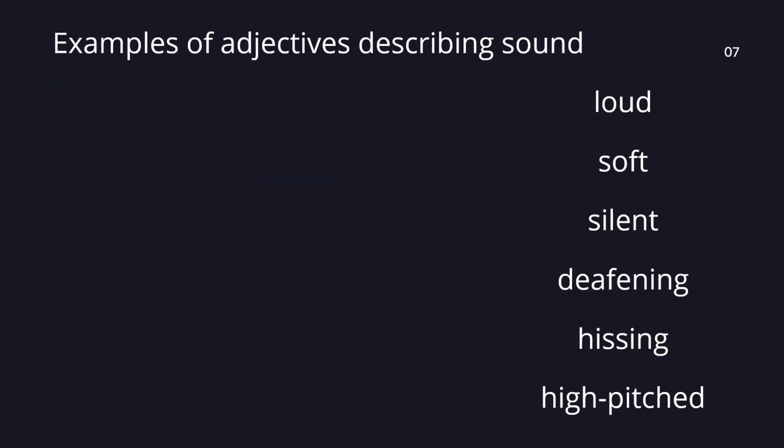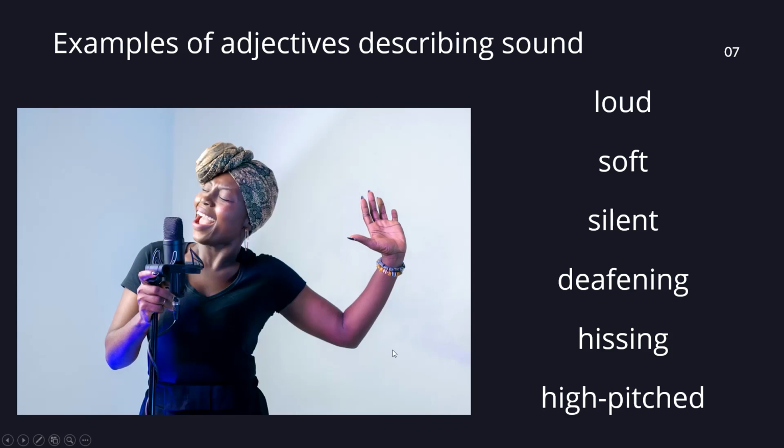Alright, and we're hopping right over to one of my favorites. Examples of adjectives describing sound: loud, soft, silent, deafening, hissing, high-pitched. Homegirl is about to sing, right? It's a possibility that she is loud. Maybe she's singing using a soft tone. Maybe she's deafening, or she's high-pitched.